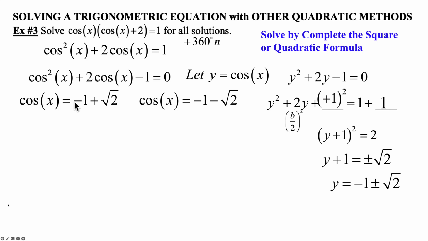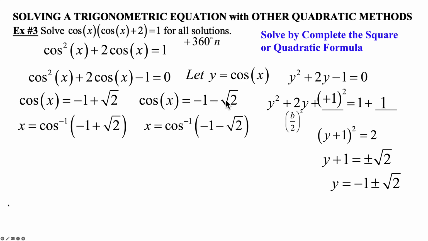So cosine of x equals -1 plus the square root of 2. Cosine of x equals -1 minus the square root of 2. All right, so we take the inverse cosine of both. Here, our first one, this is a positive. The square root of 2 is approximately 1.4, so this is going to be about 0.4. So I do my all students take calculus.